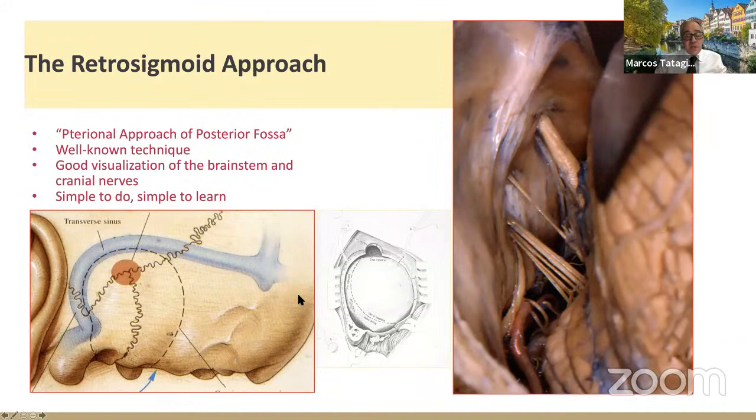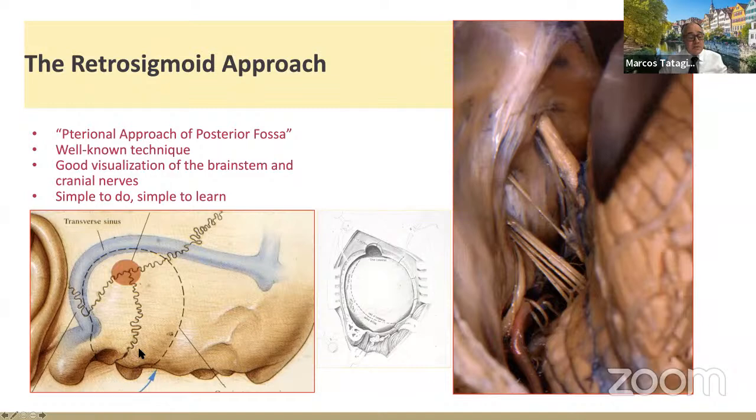I used to say that the retrosigmoid approach is actually the pterional approach for the posterior fossa. It must be learned by all residents. It's an extremely useful and important approach, and it's good to learn, and it's not difficult to teach. The correct retrosigmoid approach, in my opinion, is the one which shows just the border of the transverse sinus, just the border of the sigmoid sinus. We go down to the point that the skull base is completely horizontal, leaving no parts of the bone hindering the access to the posterior fossa.